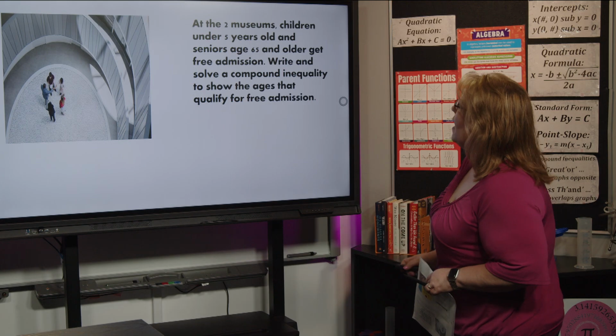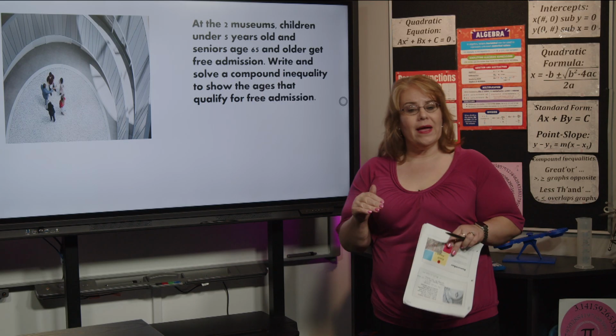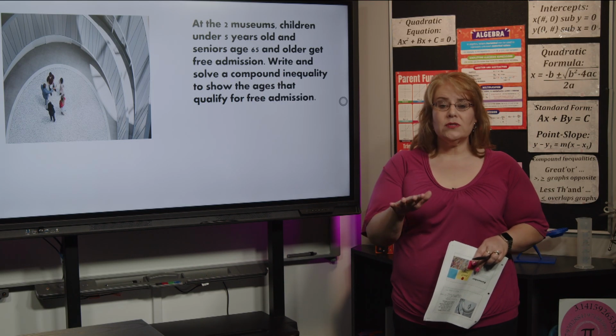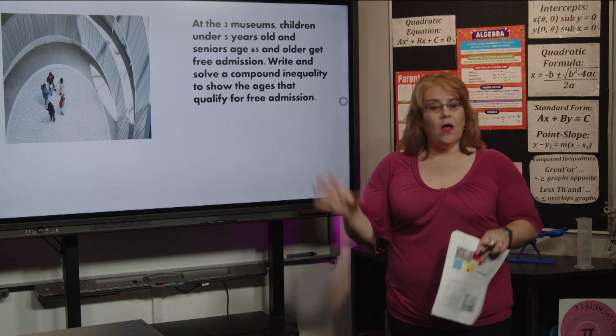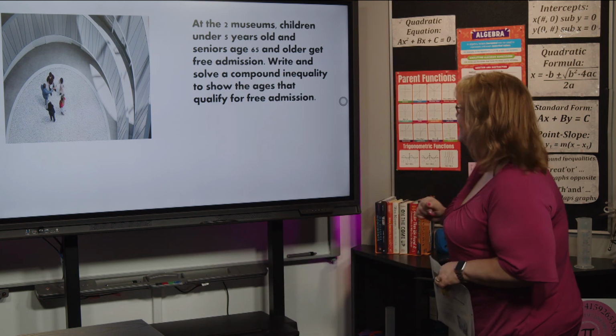All right. At the 2 museums, children under 5 years old and seniors ages 65 and older get free admission. Write and solve a compound inequality to show the ages that qualify for the free admission. Go ahead and pause the video. You or you and your table partner work it, do all the parts that we've been doing with these inequalities, come back to me and we'll see what we got.